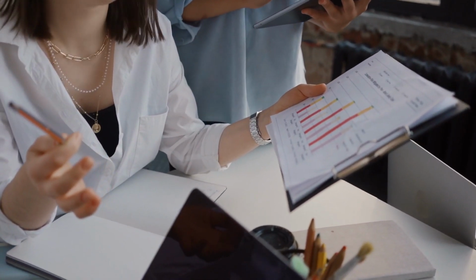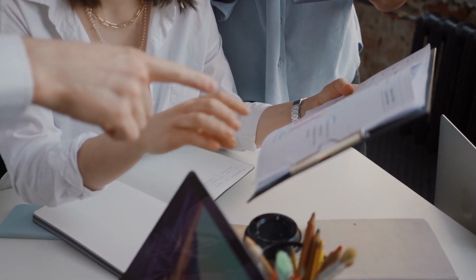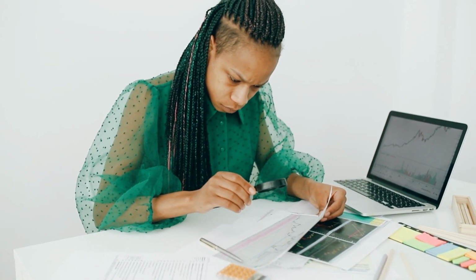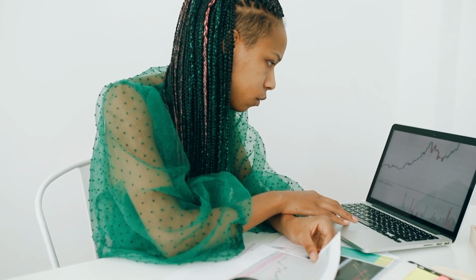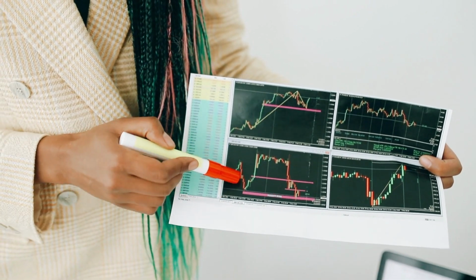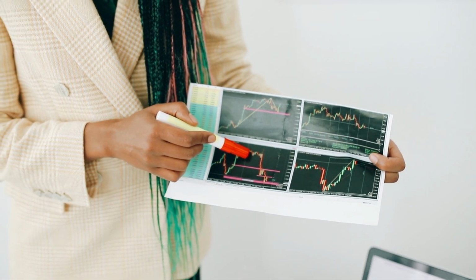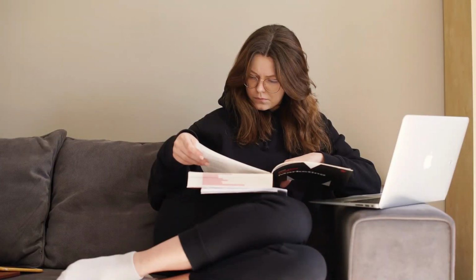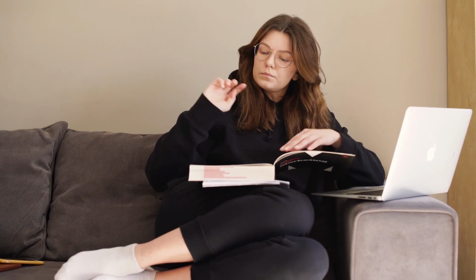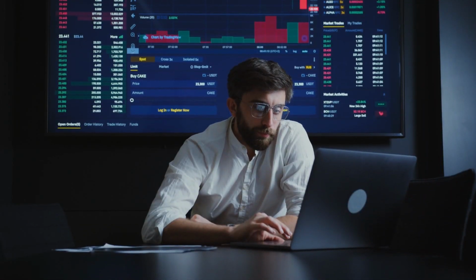Setting a competitive price. Determining the right price for your digital product requires careful consideration. Research similar products in the market to gauge your pricing. Consider factors such as the value you provide, the depth of your content, and the expectations of your target audience. Experiment with different price points and monitor sales and customer feedback to find the optimal price.